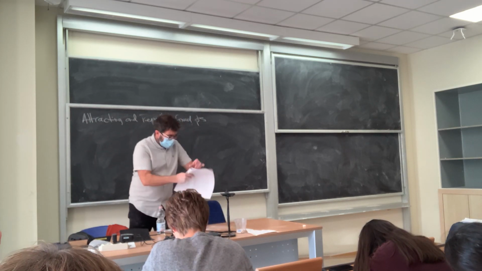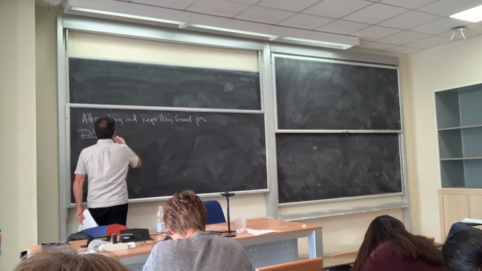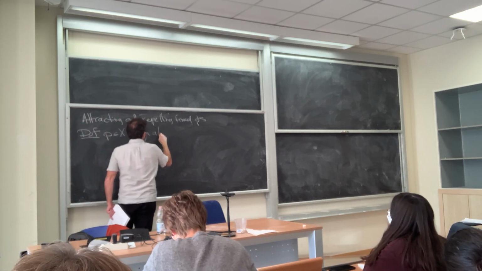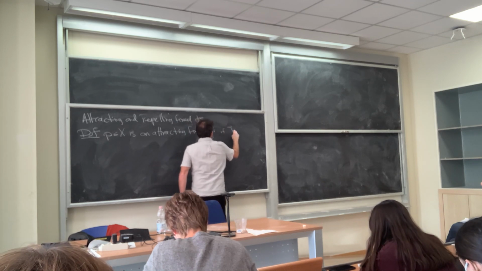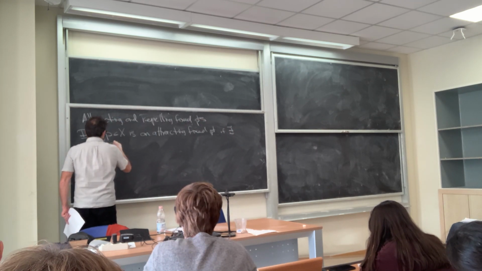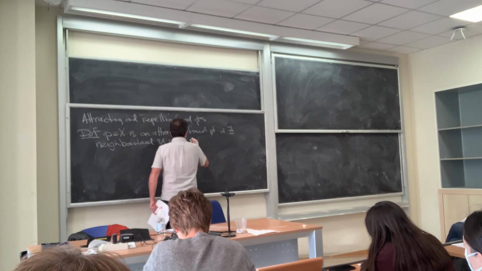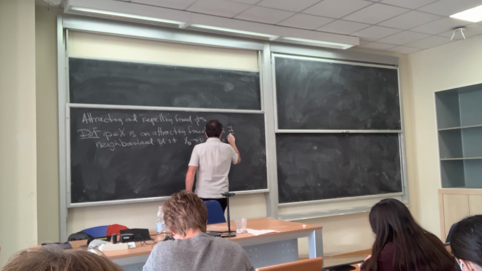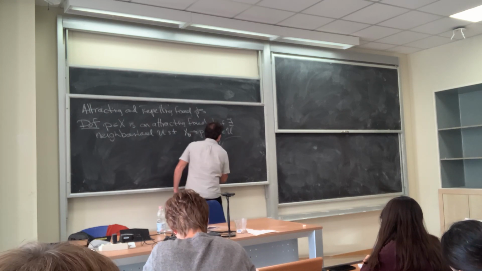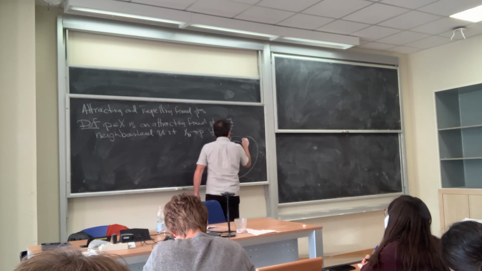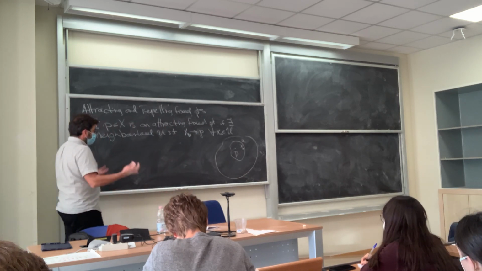So the definition is that P is an attracting fixed point if there exists a neighborhood U such that x_n converges to P for all x_0 in U. Okay, so maybe this is quite intuitively obvious. So this is P, this is the neighborhood U, okay? And I'm assuming that every point in this neighborhood converges to P.